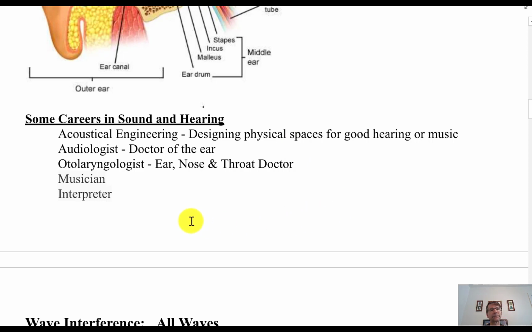So other careers: acoustical engineering, audiologist, otolaryngologist, can't even say it right, ear, nose, and throat doctor. Musicians deal with sound and hearing. Interpreters, sign language is also an important job. So a lot of things involved with sound and hearing.